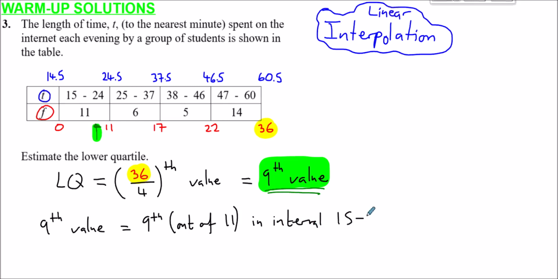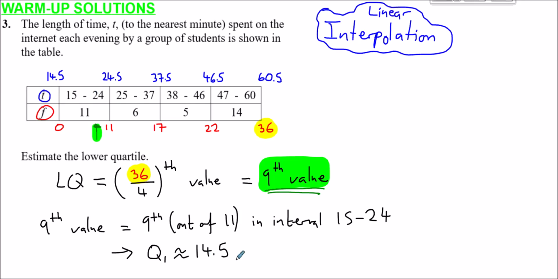In the interval from 15 to 24. And so we're going to estimate the lower quartile, which is Q1, remember. It's going to be an estimate. It's where the first interval begins, so it starts at 14.5. Then how far into this interval do we need to go? Well, the full length of the interval across would be 11 values. We only want the ninth value, so we want 9/11ths of the way into this interval.